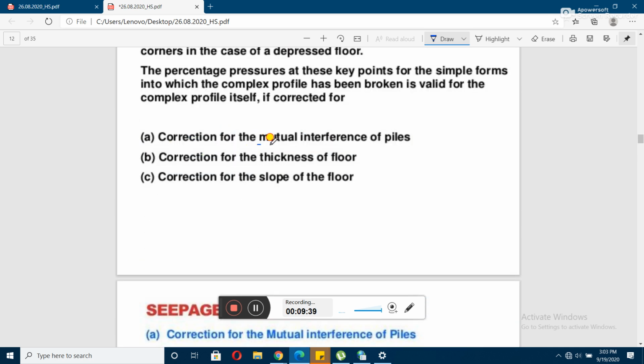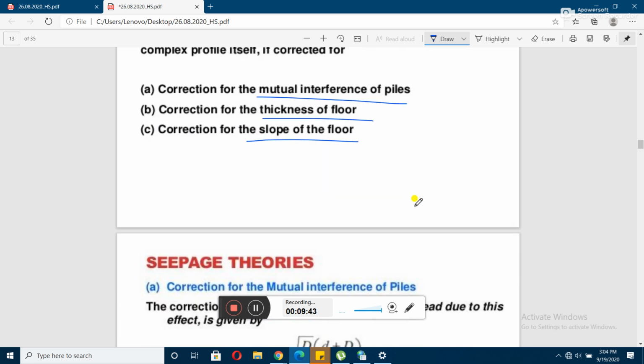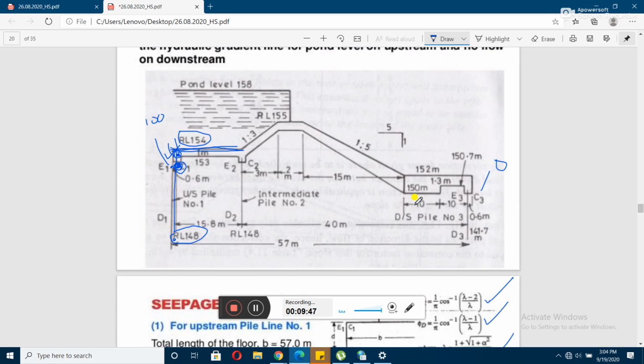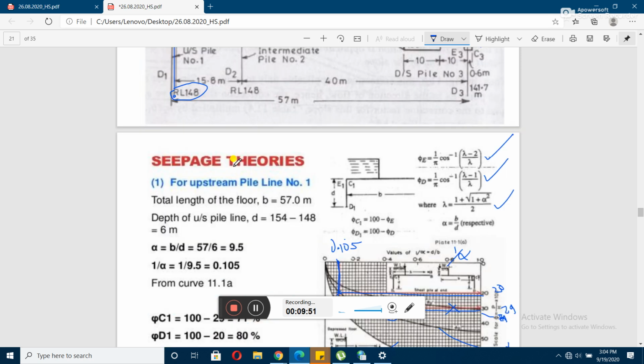One is for the mutual interference of piles, another is thickness of floor, and slope of the floor. We can see that there is no slope, right? For this particular part there is no slope, it is horizontal. So for the third correction, that is for the slope, there will be 0 correction.